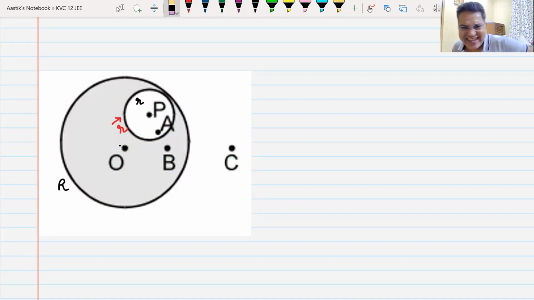Capital R vector. Huh? Okay, let me start with the simplest one. And which is the simplest one? There are 2 points which are very simple. Point O and point P. So let me start with point O. No, let me start with point P. The simplest is point P. And I can only do simple ones.